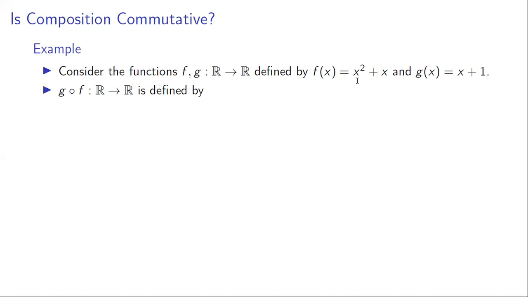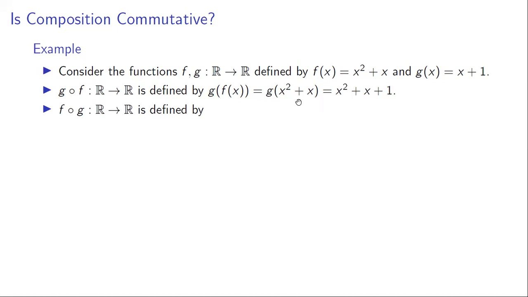So g circle f is a new function from R to R, right? Here f and g both have the same domain and codomain as each other, so we can easily define g circle f as a function from R to R. And let's figure out what the formula for that function is. It's going to be g of f of x, based on the definition of function composition. So we first have to expand f of x, and then we'll apply g to that. f of x is x squared plus x. So we have g of x squared plus x.